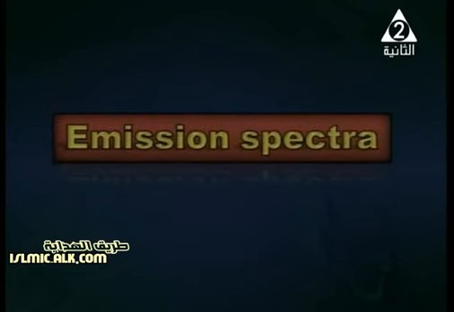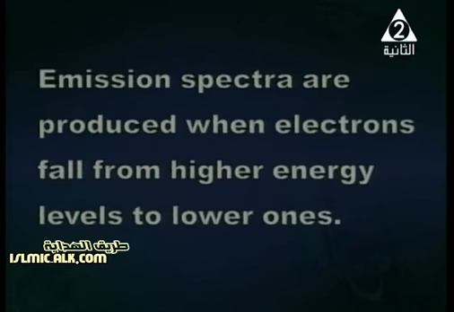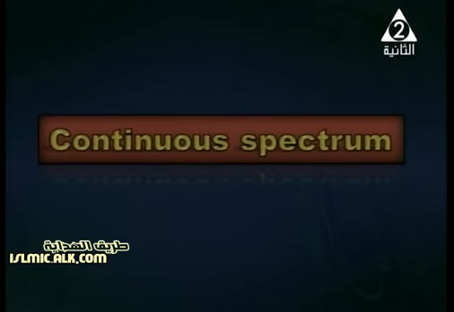Starting with emission spectra. Emission spectra are produced when electrons fall from higher energy levels to lower energy levels. So this type of spectra is produced when electrons fall from higher energy level to lower energy level. And it includes two types, continuous spectrum.